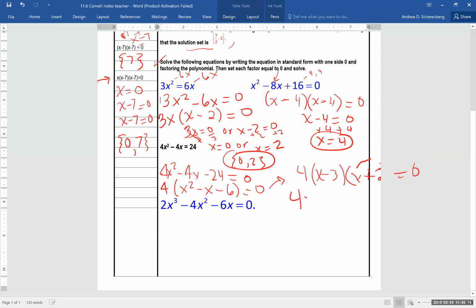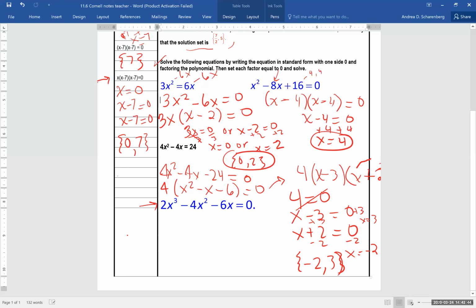So I have 4 equals 0. I have x minus 3 equals 0. And I have x plus 2 equals 0. Well, 4 could never equal 0, so that is not going to be a factor. This one, if I solve by adding 3 to both sides, I have x equals 3. And this one, by subtracting 2 from both sides, I have x equals negative 2. So my solution set is negative 2 and 3.